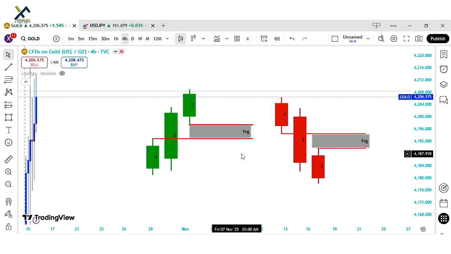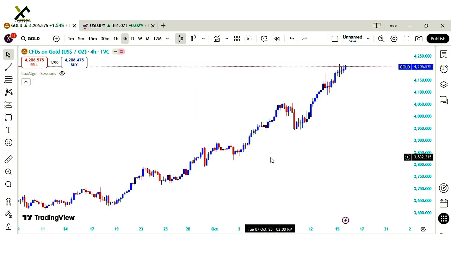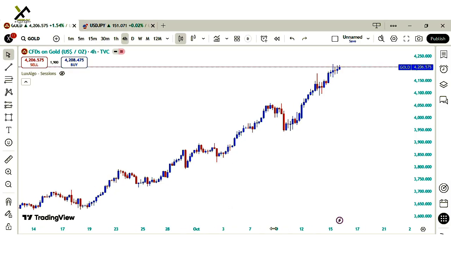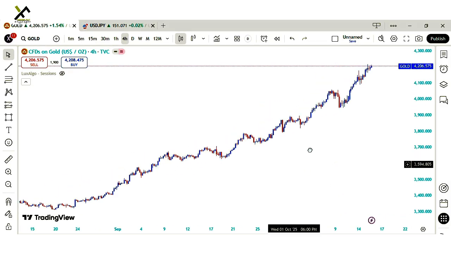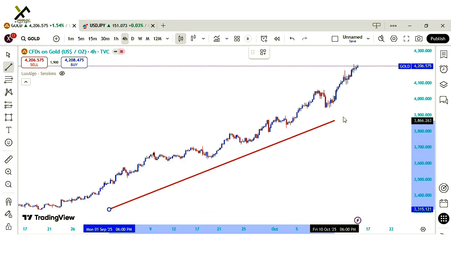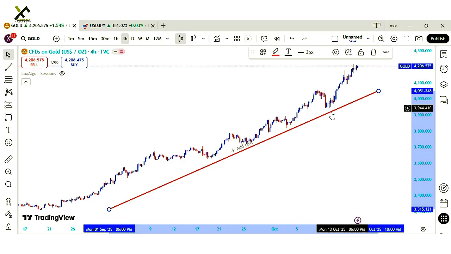Now, let's go back to the chart and see how we can make use of this fair value gap in making our entry decision. Once you open your chart, the first thing you have to do as a trader is to identify the market bias. The market bias simply means the direction of the market. Looking at this, you discover that the market is in an uptrend. So this is a bullish bias.